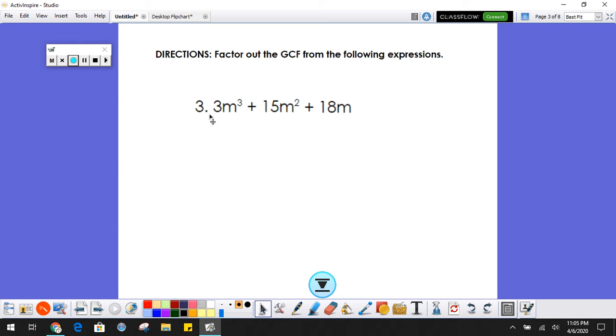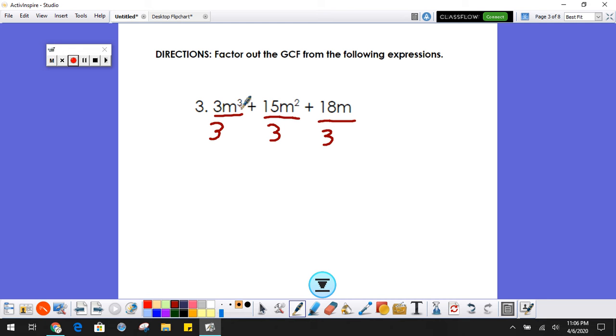Here's number 3. On number 3, I look at the numbers first, 3, 15, and 18. I know the only thing I can divide 3 by is 3, or 1. I know 3 times 5 is 15, so that can divide by 3. And I know 18 divided by 3 is 6, or 3 times 6 is 18, so that can divide by 3. So I'm going to start this off by dividing all 3 of these by 3.